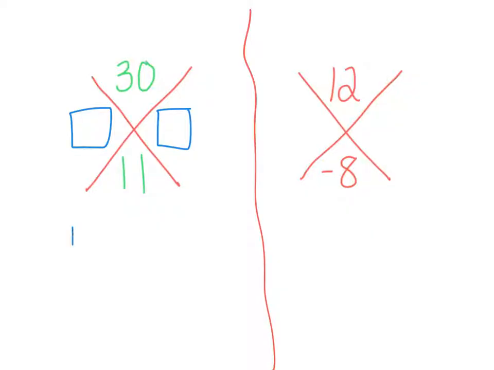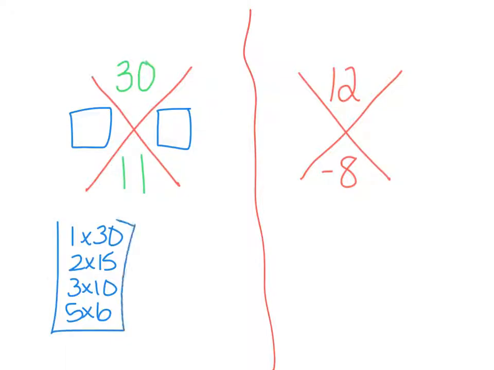I could do 1 times 30, 2 times 15, 3 times 10, 4 doesn't go in, 5 does, 5 times 6, and 6 does. So that gets me back to my beginning here. These are my factors of 30. So I know that in these 2 boxes has to be some combination of 1 and 30, 2 and 15, 3 and 10, or 5 and 6.